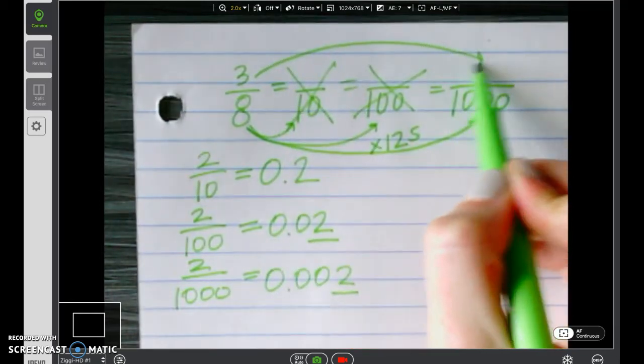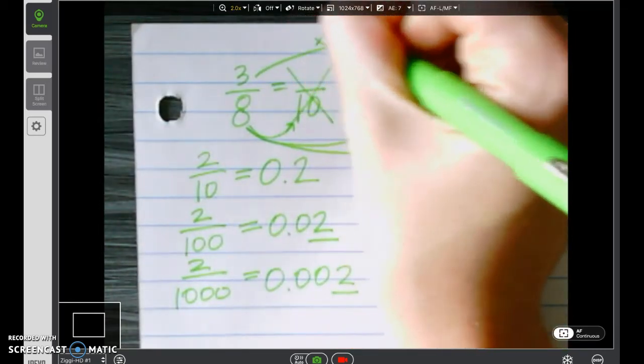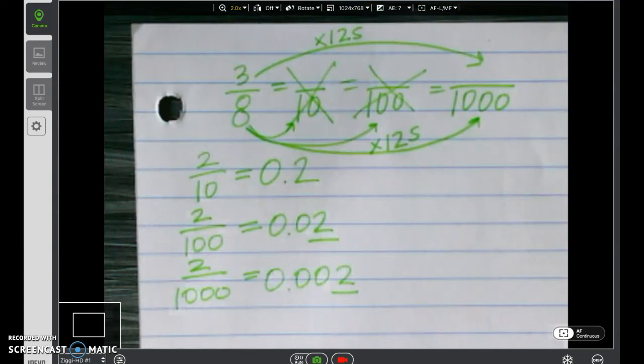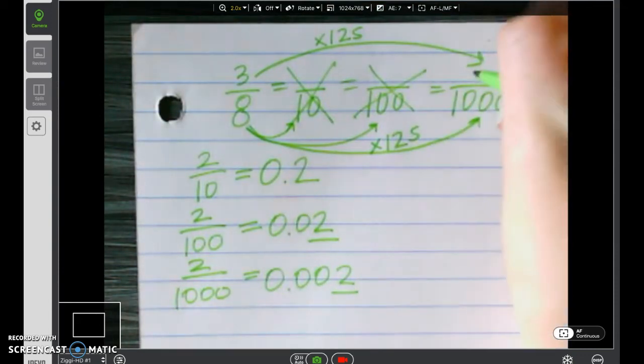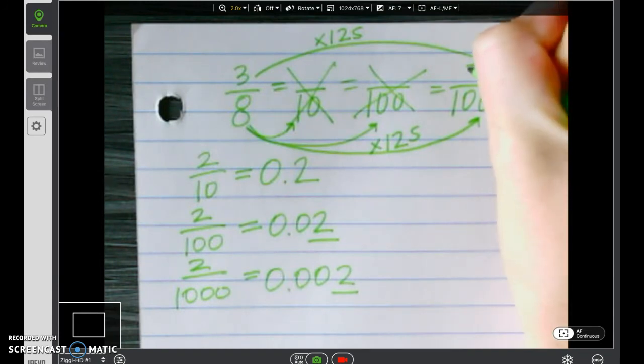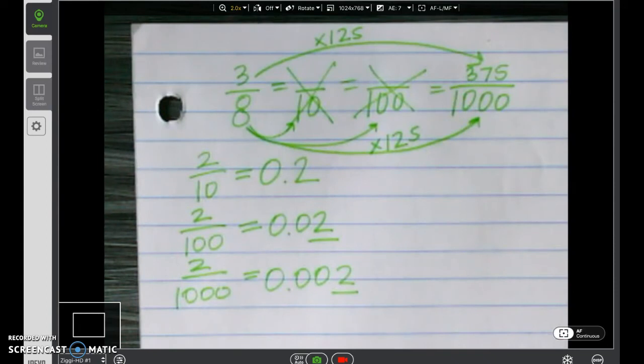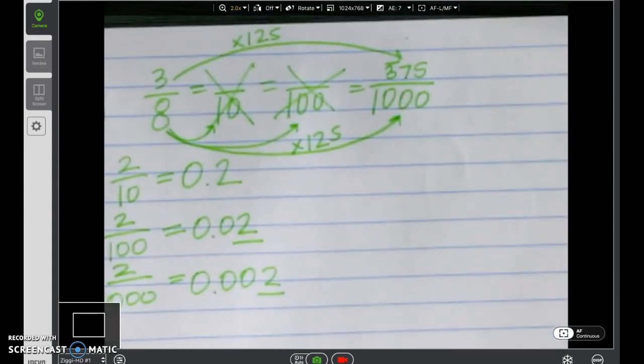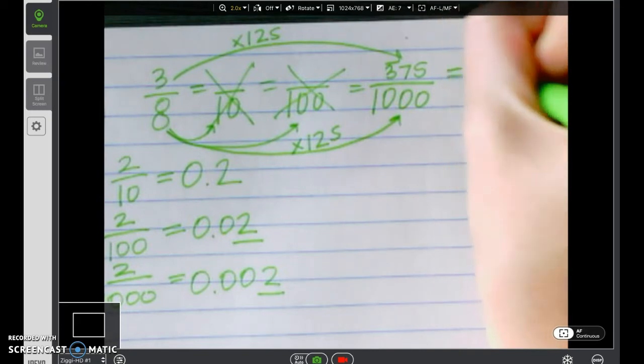Since I'm scaling up, I need to do the same thing to the numerator and the denominator to have an equivalent fraction. So 3 times 125 is going to be 375 thousandths.